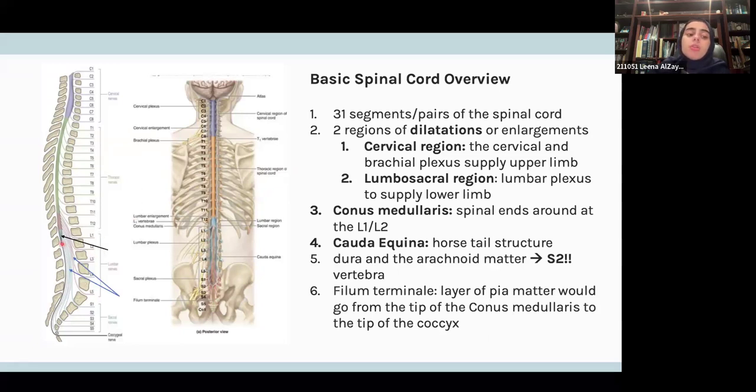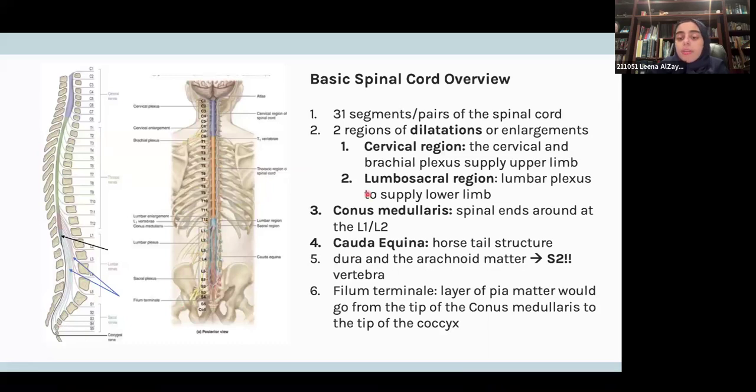We also have something called the conus medullaris, which is the end of the spinal cord at the level of L1 and L2. But the dura mater and arachnoid mater extend all the way with the cauda equina until S2, okay? And then filum terminale, where the dura mater and subarachnoid mater stop, and it's only pia mater, and it's called the filum terminale, where it's kind of a very thin sheath going all the way to the coccyx.